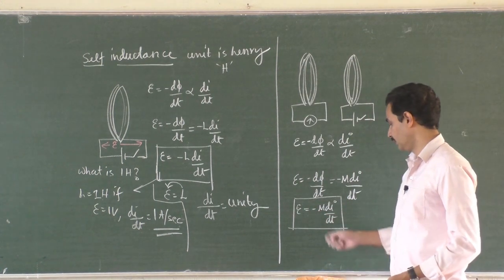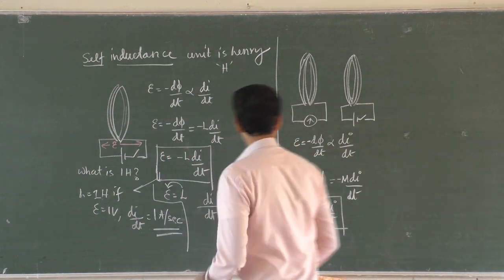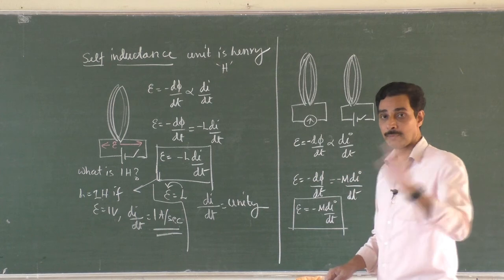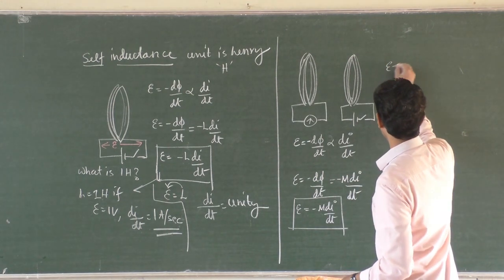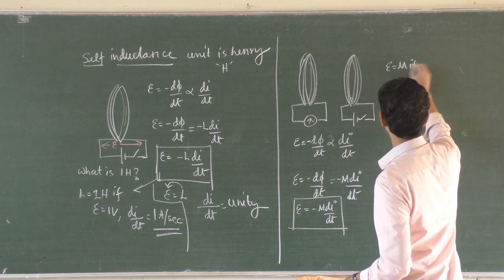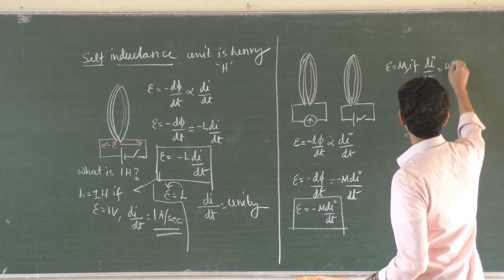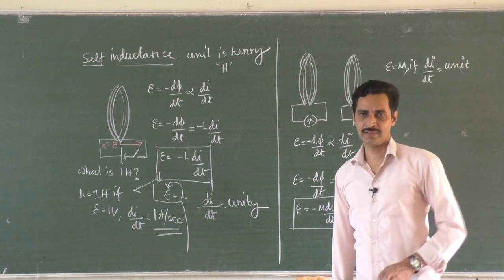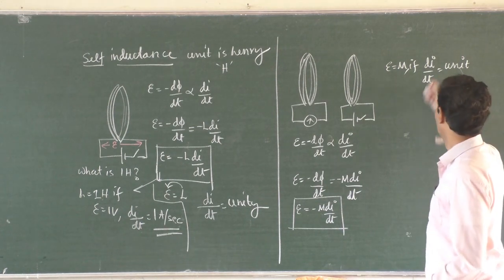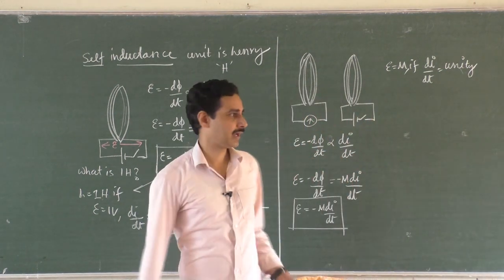Now define mutual inductance. Again the same method. Mutual inductance is always between a pair of coils. Now how do you define mutual inductance? Magnitude wise, E is equal to M if di by dt is unity. 1 ampere per second, 1 milliampere per 1 millisecond, whatever unit you choose, it should be unity.